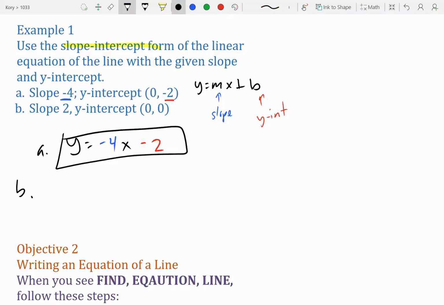Now for B, it says the slope is 2 and the y-intercept is 0. So we have y equals m, which is 2, x, and then plus 0. We don't really ever put plus 0, so it's y equals 2x, and that's for B.